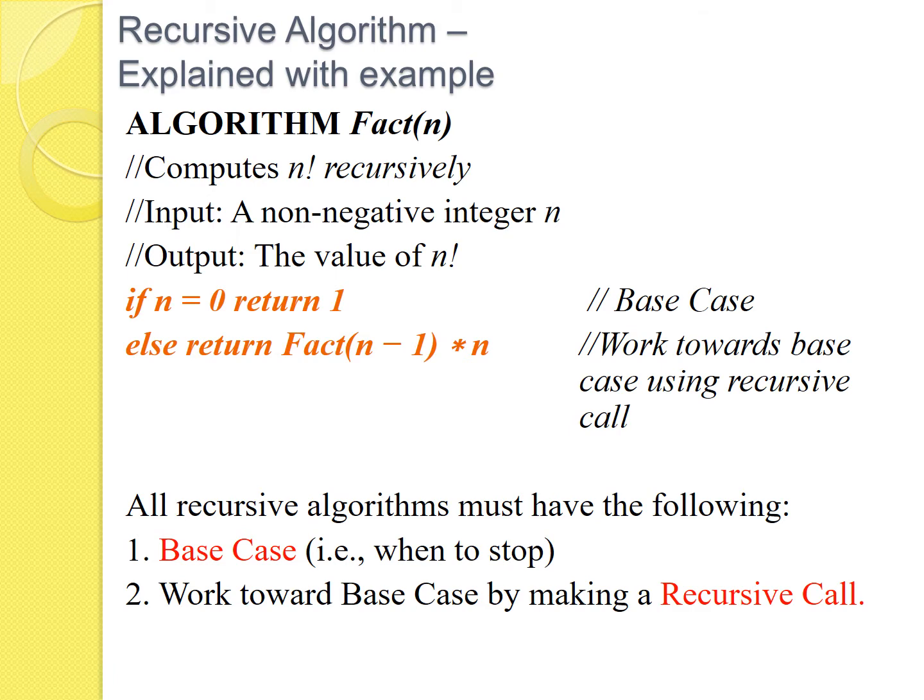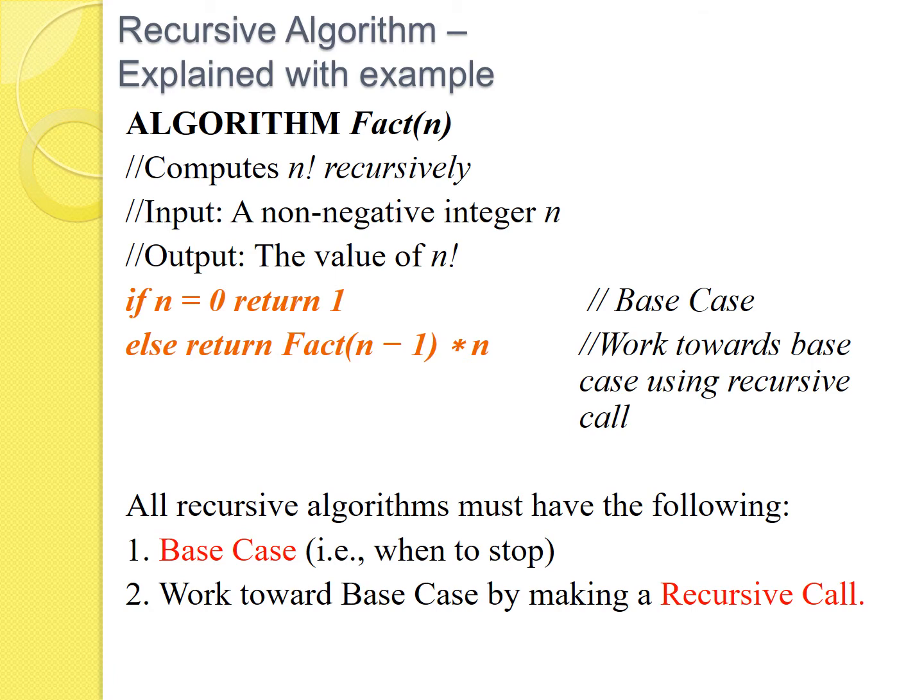The algorithm contains an if-else statement in which if n equals 0, it returns a value of 1. When n is greater than 0, the algorithm calls itself with the reduced value of n and multiplies it with n.